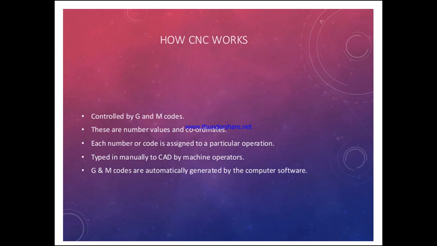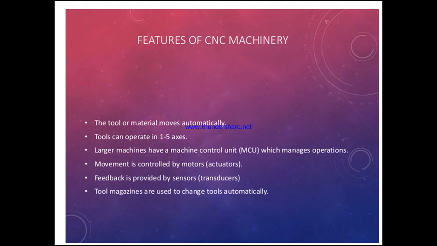CNC works based on a programming language controlled by G and M codes. G codes and M codes are used for controlling the machine. These are numbers, values and coordinates. Each number or code is assigned to a particular operation. These can be typed in manually by machine operators, or G and M codes are automatically generated by computer software. If we have a design, we convert that design into G and M codes using the software.